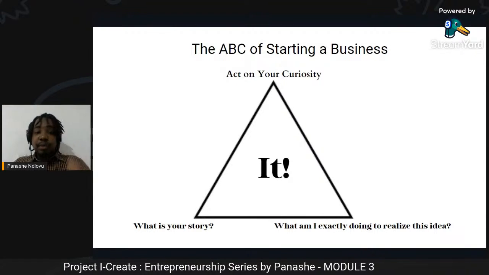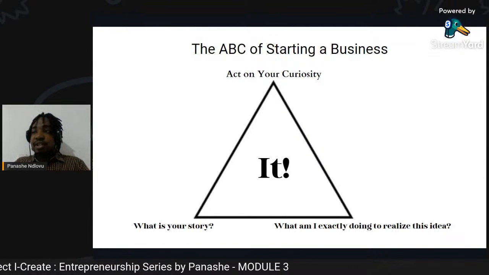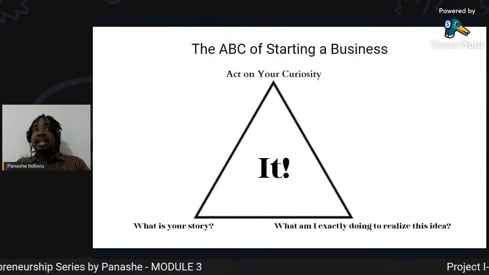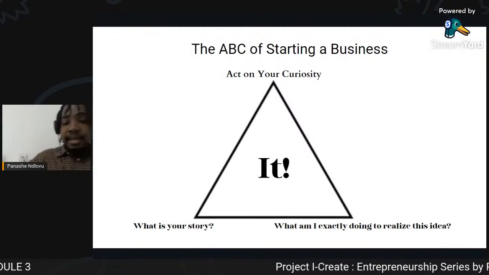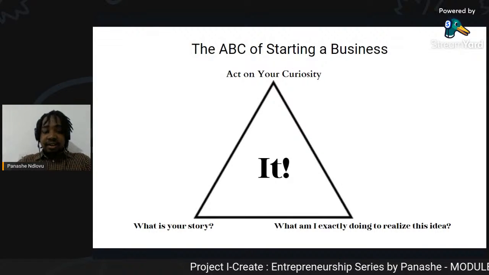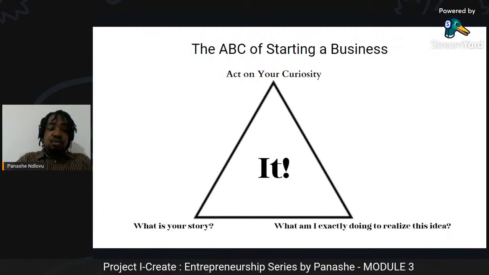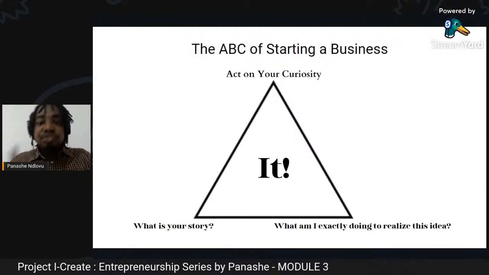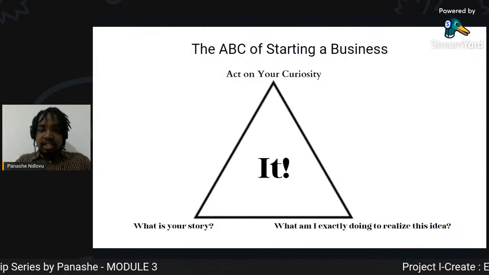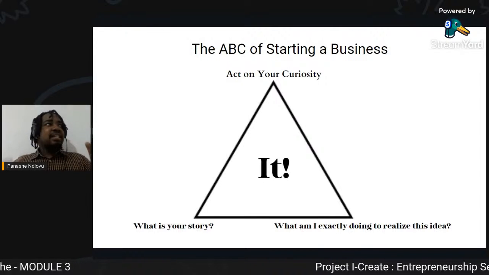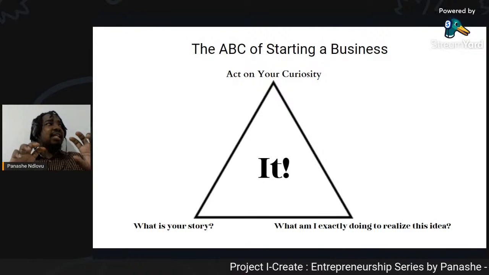And so what's going to make a difference between an idea that's stuck in the head and an idea that was actually implemented is the ability of the person who was thinking about it to act on that curiosity, right? And so you have so many ideas.